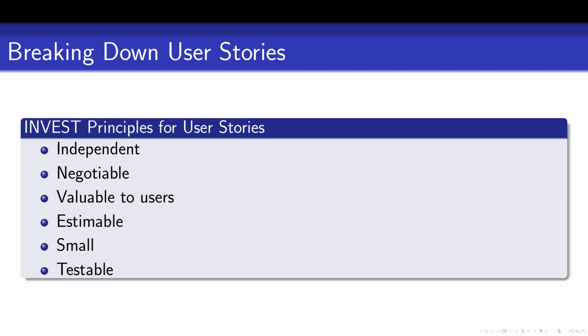Breaking down user stories effectively requires adhering to the INVEST principles. User stories should be independent, meaning they do not rely on others to be implemented. They should be negotiable, leaving room for discussions and changes. Each story must provide value to users and be estimable so the team can gauge the effort required. Stories should also be small enough to complete within a sprint and testable to ensure their successful implementation. These principles help create manageable and valuable stories.